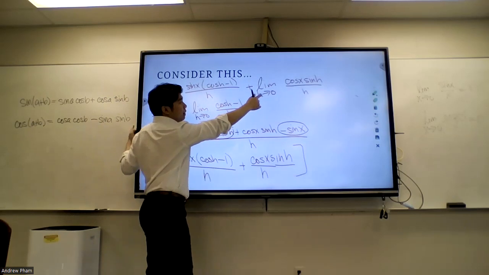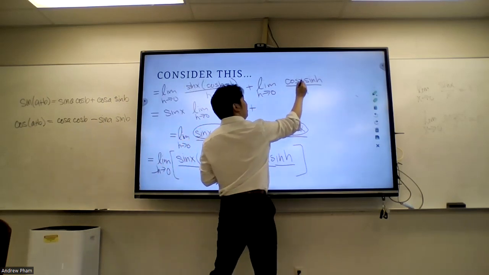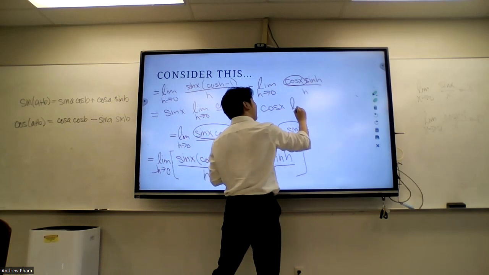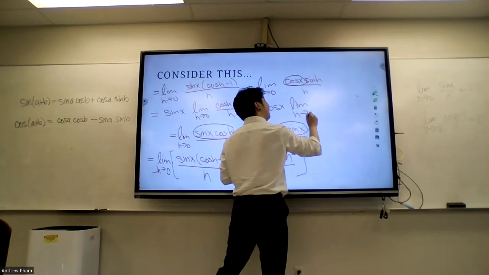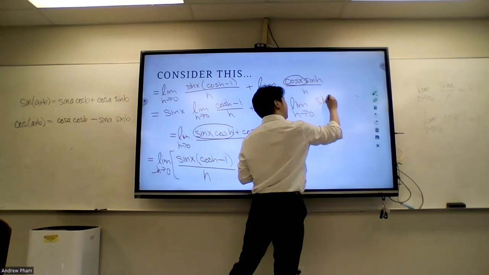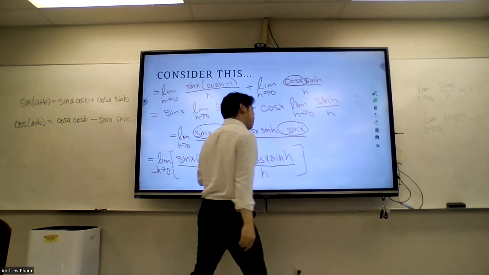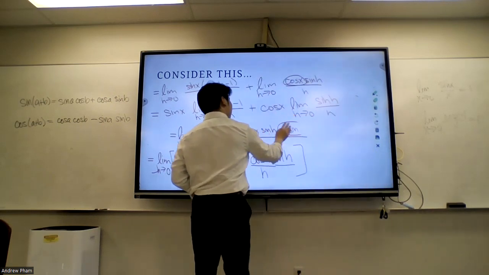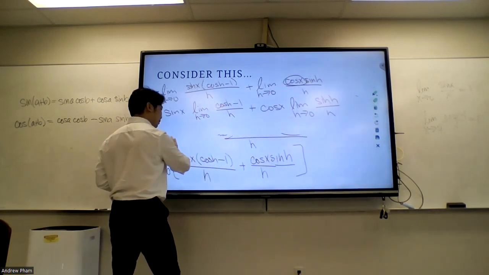And I'm going to do the same thing over here. This cosine of x has nothing to do with my h limit. Sine of h all over h. Erasing this bottom line now.